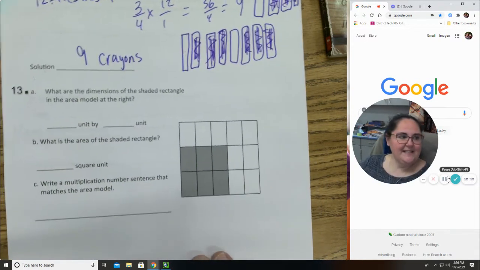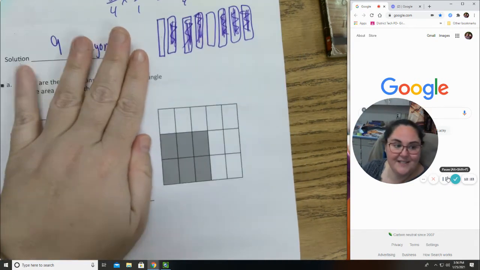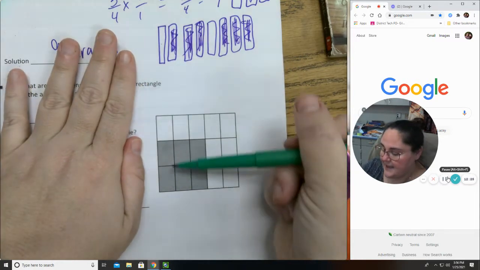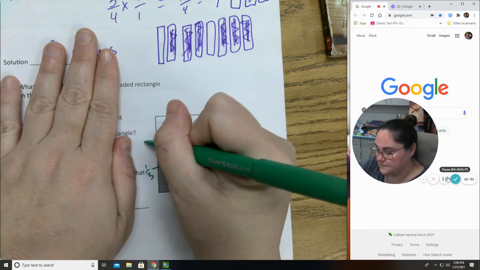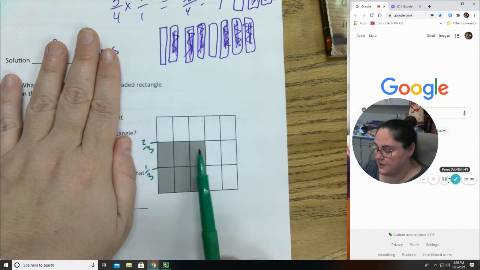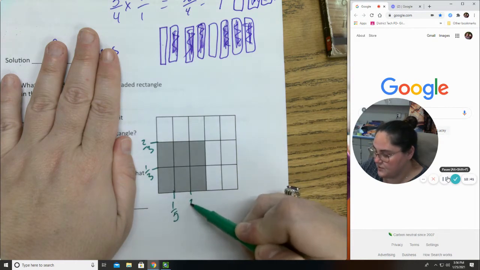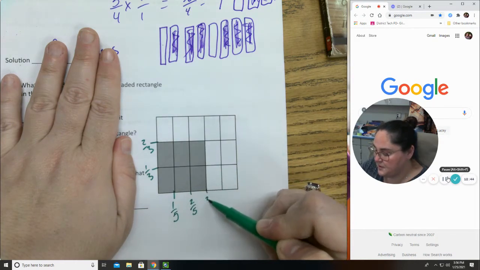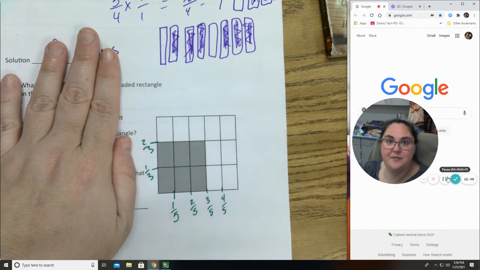Number 13, it says, what are the dimensions of the shaded rectangle? The first thing I'm going to do is label my picture. It's the very first thing I'm going to do. I'm not going to pay attention to the questions. I can see that there are 3 sections going up, which means this would be 1/3, 2/3. 1, 2, 3, 4, 5 sections across. So 1/5, 2/5, 3/5, 4/5, and that would be 5/5.